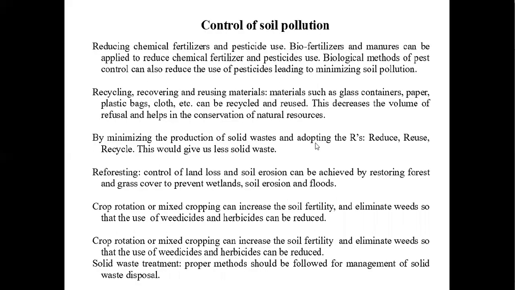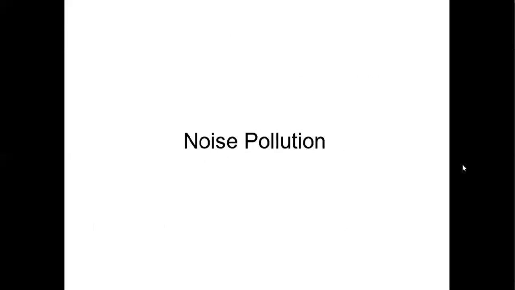And how can we control soil pollution? We can control soil pollution by reducing chemical fertilizers and pesticides use, by recycling, recovering, and reusing materials, by minimizing the production of solid waste, by reforesting, by crop rotation and mixed cropping, and solid waste treatments. Then we go for another kind of pollution, noise pollution.